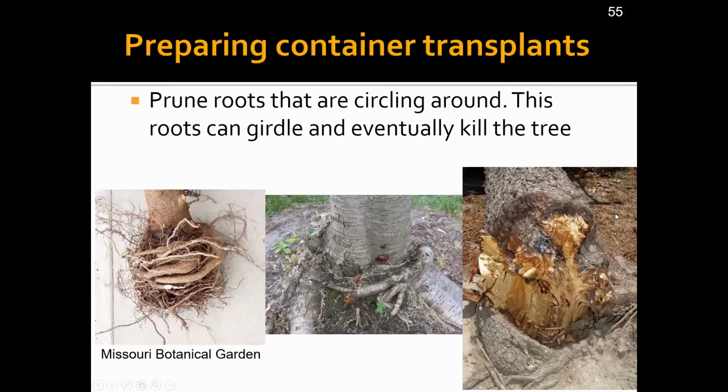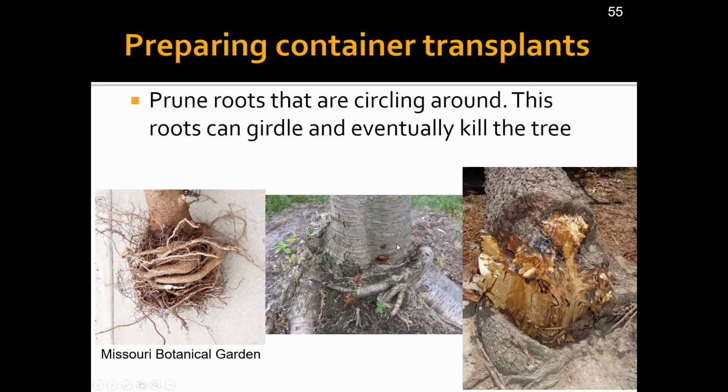Now, container crops, they're a different story. Usually the plastic pot or the container that these plants are growing in is going to constrain the root growth. And you're going to start to see the roots circling around, and this is not good. Why is this not good? Look at this picture in the middle. This is a tree that was from a container, and you have this root that's circling around the tree trunk. Now, this root is going to stay there.